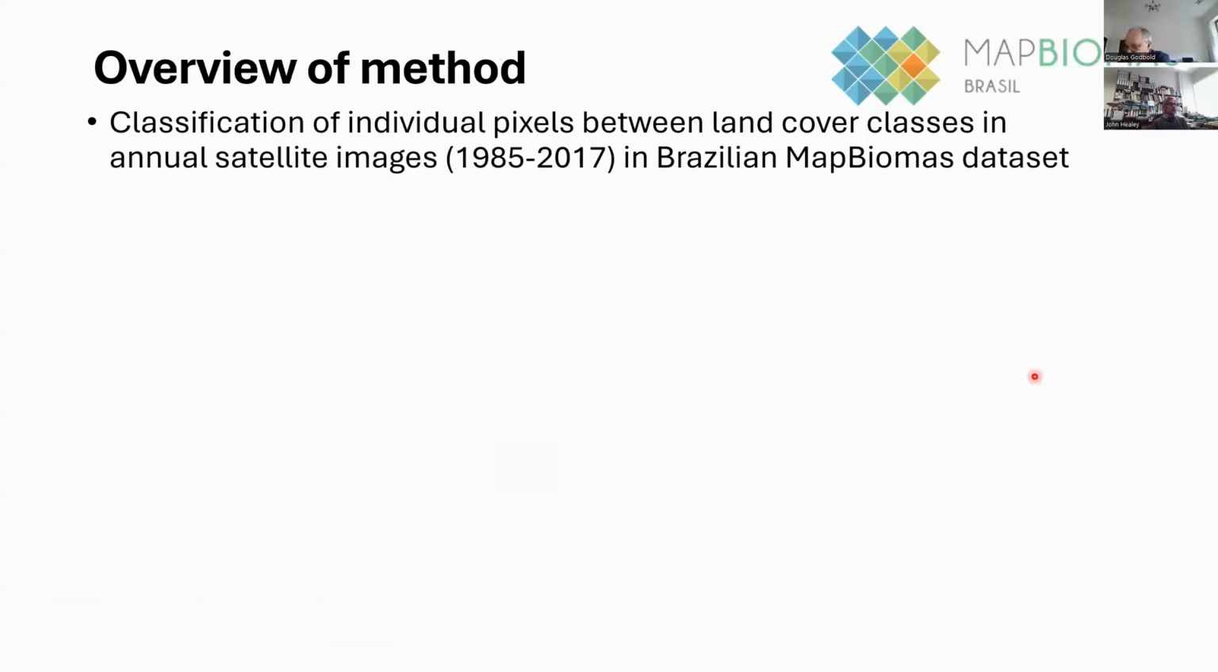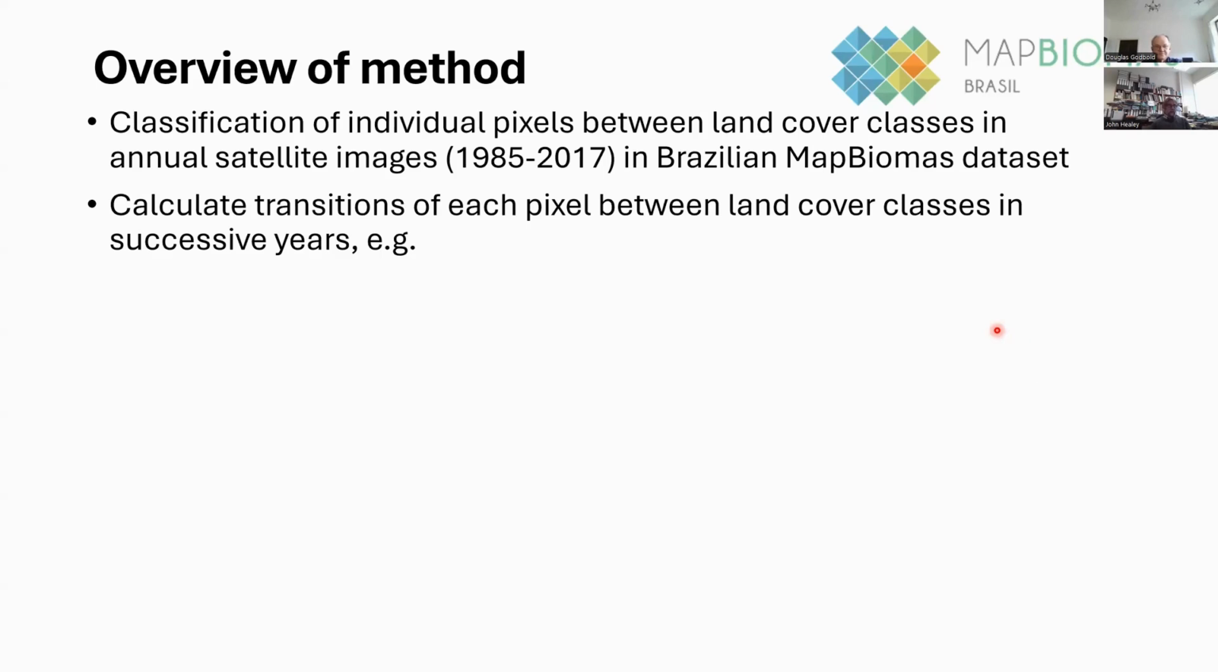Okay, to give you an overview of her methodology, she made use of a Brazilian MapBiomas data set, the most appropriate for this purpose, which classifies individual pixels between land cover classes on annual satellite images. And she was able to use the data from the first year of this data set, 1985, for most of the analyses up to 2017, a 32-year period of annual images. And she was able to calculate the transitions of each pixel between land cover classes in successive years.